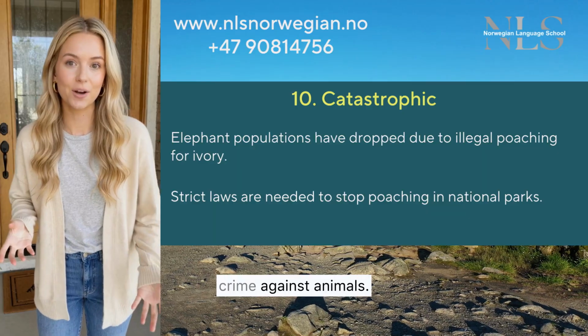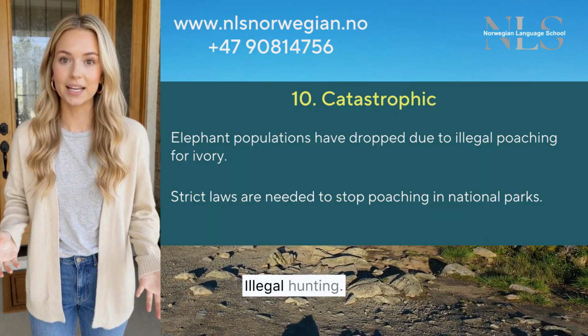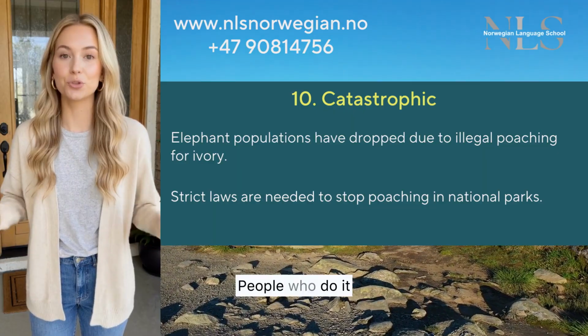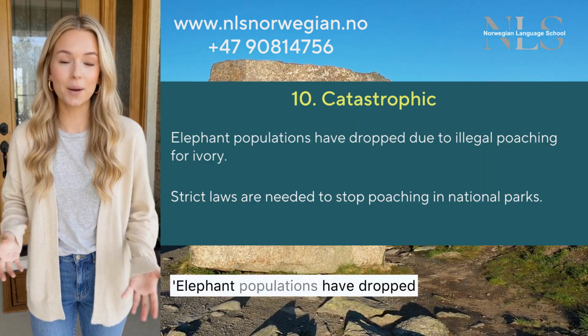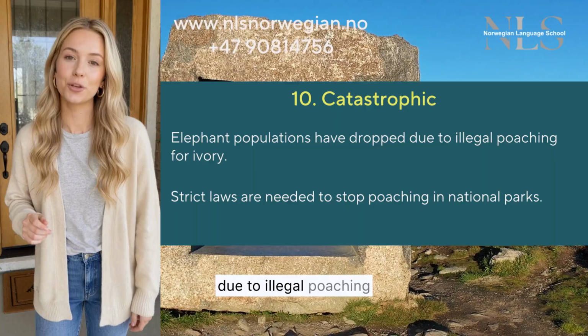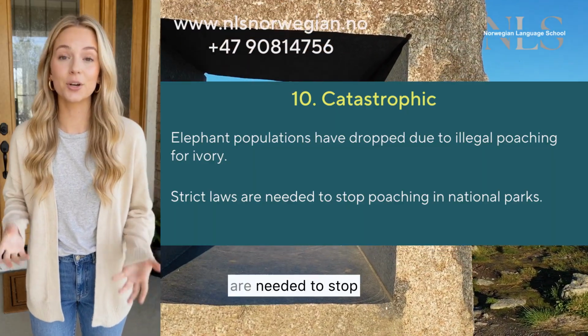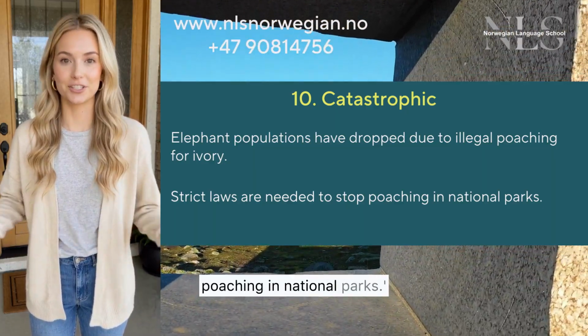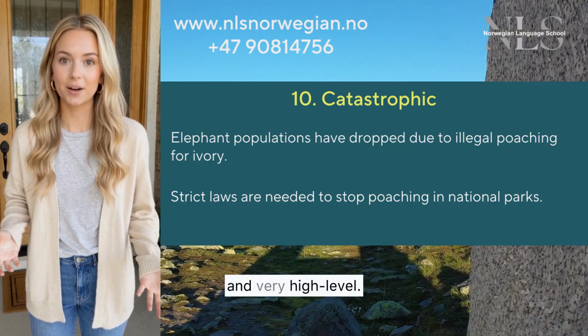There is a specific crime against animals: illegal hunting. This is called poaching. People who do it are poachers. Elephant populations have dropped due to illegal poaching for ivory. Strict laws are needed to stop poaching in national parks. This is very specific and very high level.